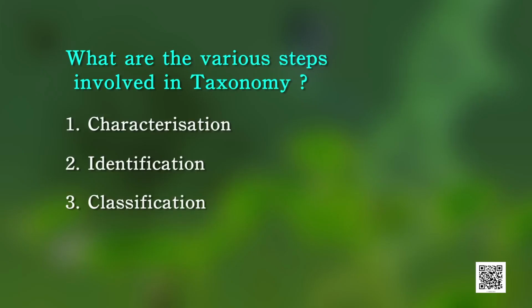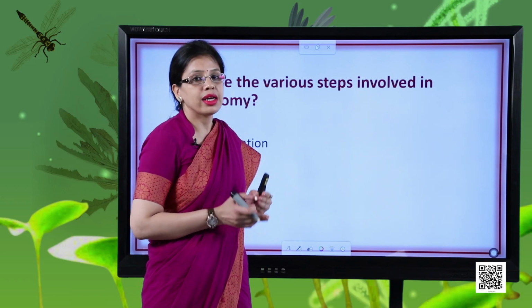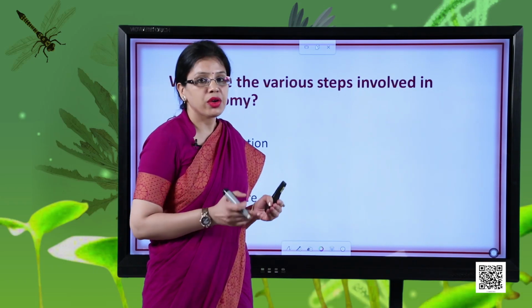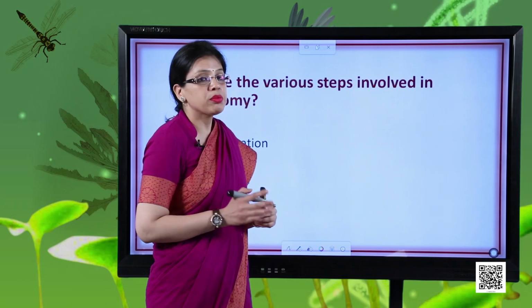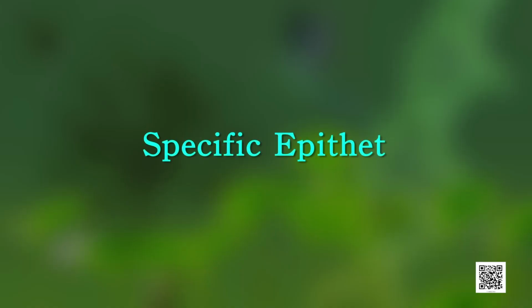Then we have the fourth step, called nomenclature. Nomenclature means we are trying to give a scientific name to the organism. And in your previous session, you have already studied that this is scientific binomial nomenclature, which is made up of two words. One is the generic name, the second one is the specific epithet.